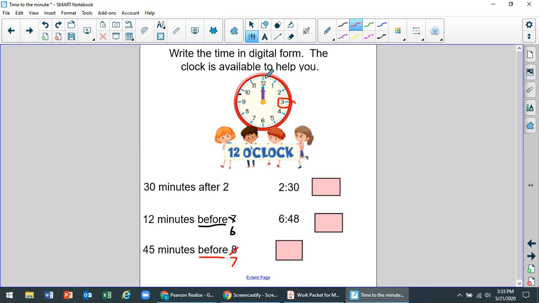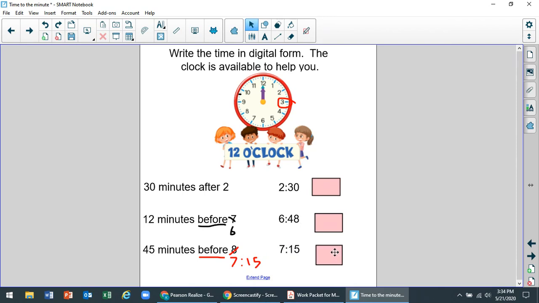So what do we get if we count those minutes? 5, 10, 15. So the correct time would be 7:15. Now you know how to count by time to the minute.